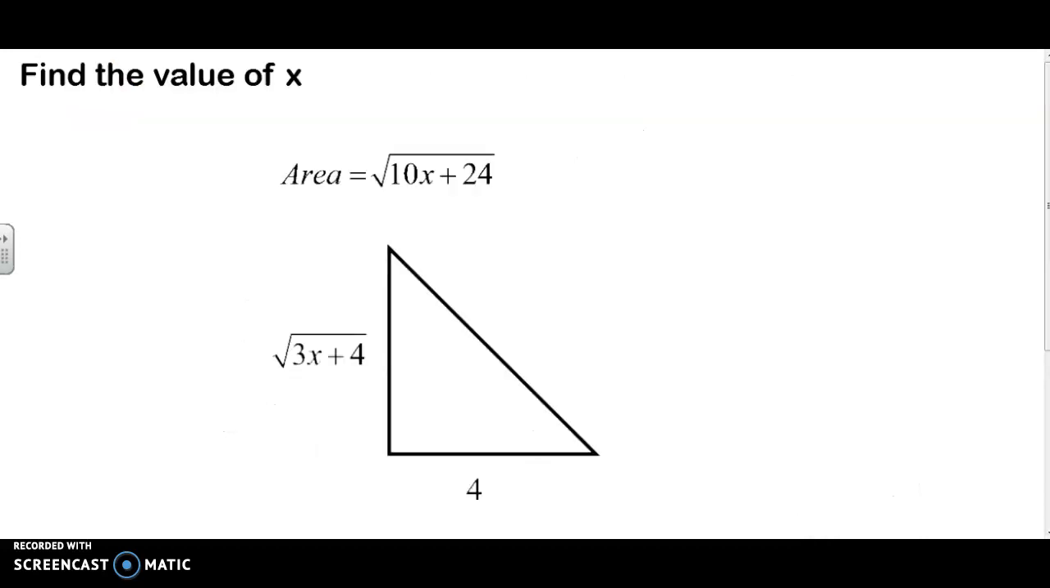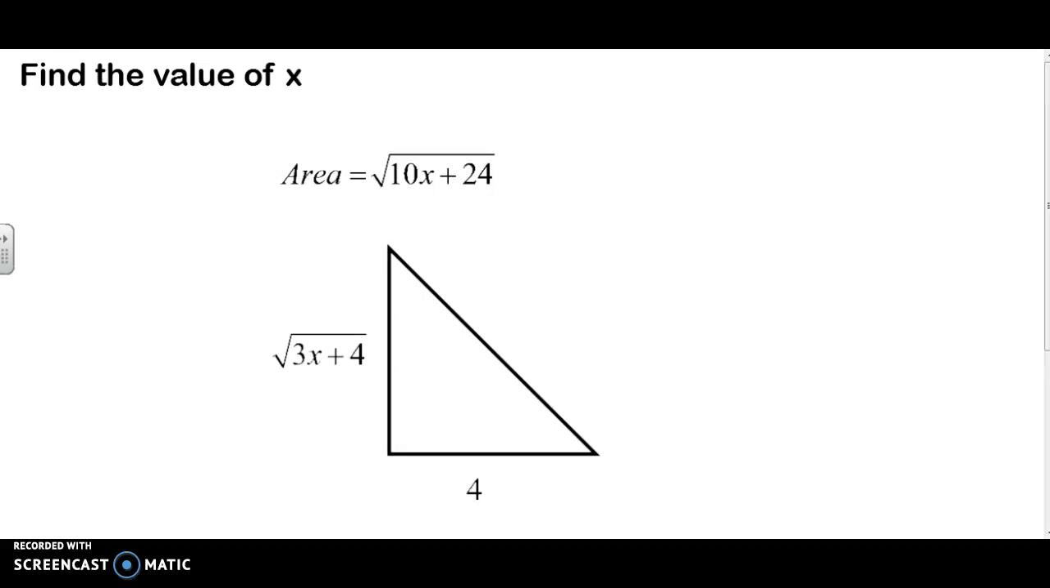The next thing we're going to talk about is that sometimes they're going to ask you to find the value of x given an area or perimeter of a shape. First, you have to remember how to find the area or perimeter of each shape. In this case, we're given the area of a triangle and the dimensions of a triangle, and we're asked to find the value of x.